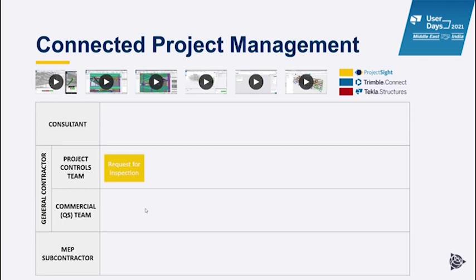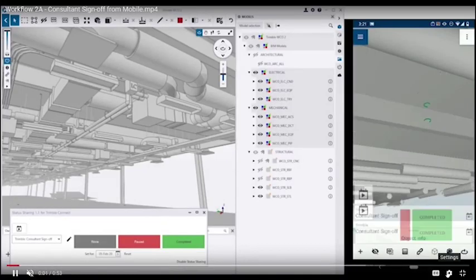The project controls team will initiate a request for inspection on Project Site. The teams will be notified from the consultant team, and they can go ahead on site with their mobile devices and start doing the inspection on the 3D model. Now the consultant has to approve and sign off on the elements that have been installed using Trimble Connect. And this is how the process would look.